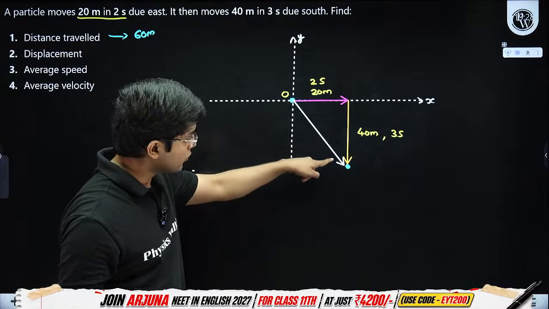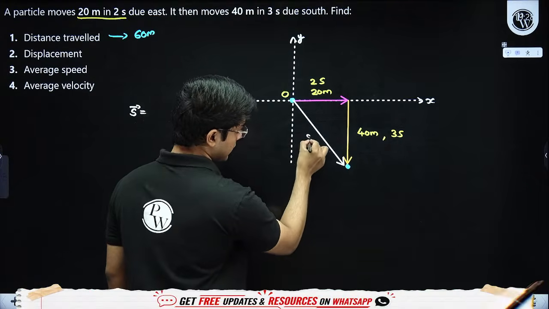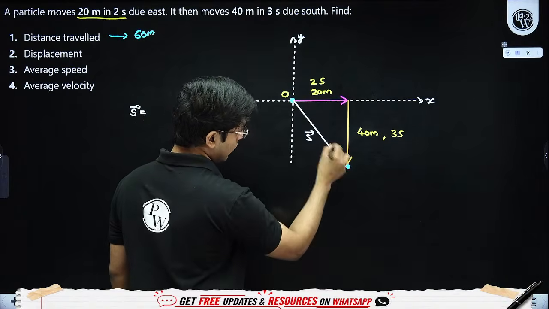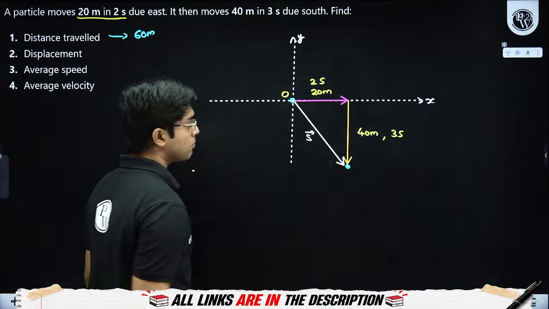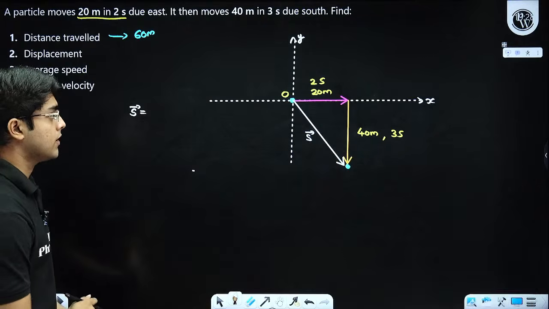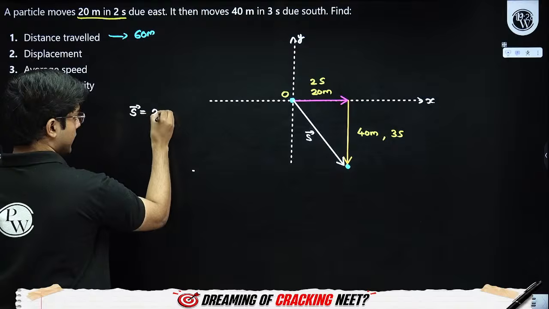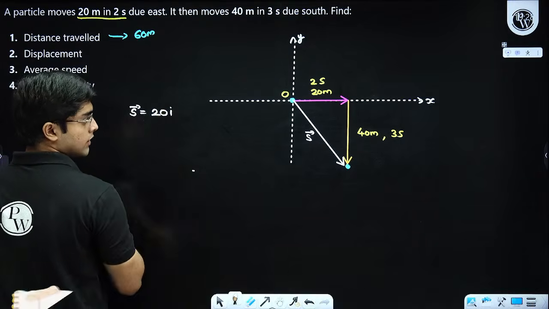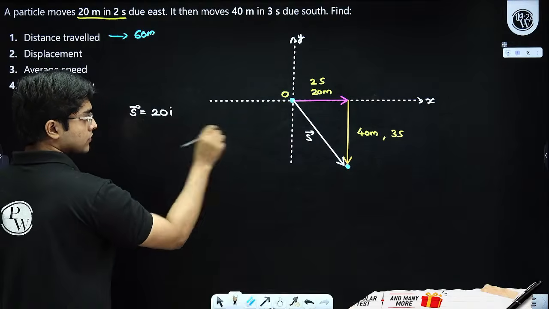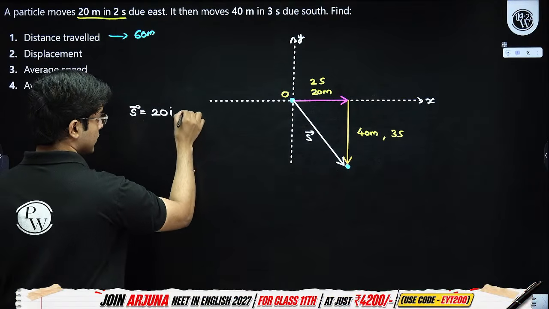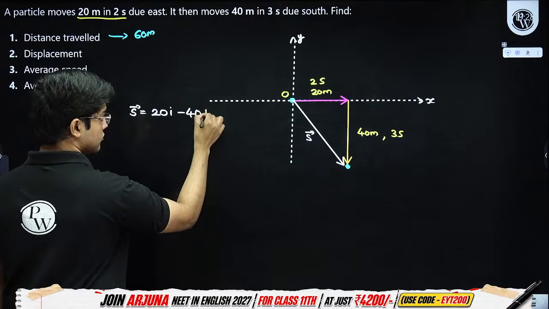So this vector, use triangle law. This is the displacement vector. If you use triangle law, S vector is equal to this vector plus this vector, the purple vector plus the yellow vector. The purple vector is 20 i cap. The yellow vector is 40 in the minus j cap, so minus 40 j cap.